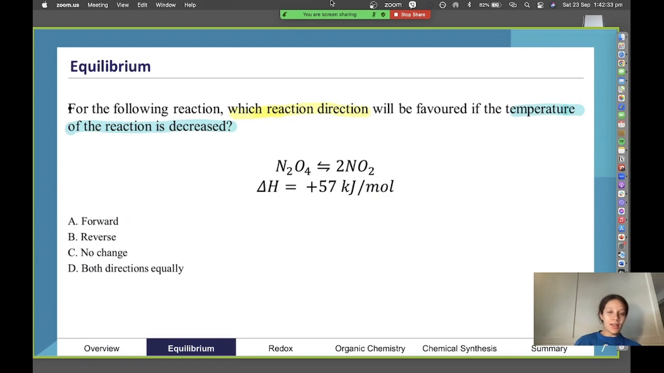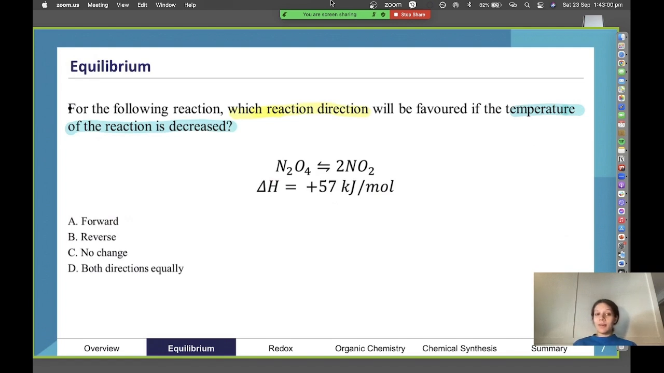Okay, so hopefully you've had a little bit of a go at considering this question. First thing I would have a look at is the actual wording of the question itself. We're looking at which reaction direction will be favored. So we want to think about forward or reverse, or any combination of that. And which direction will be favored if the temperature of the reaction is decreased. So here we're looking at the topic of factors that affect equilibrium.